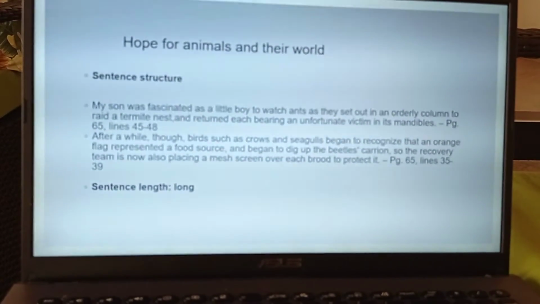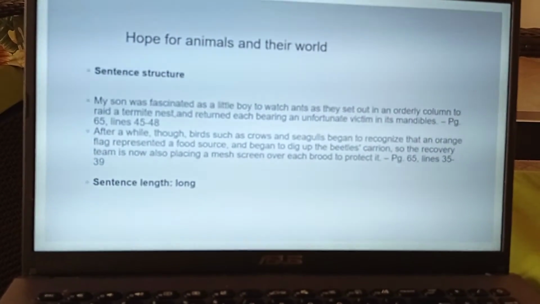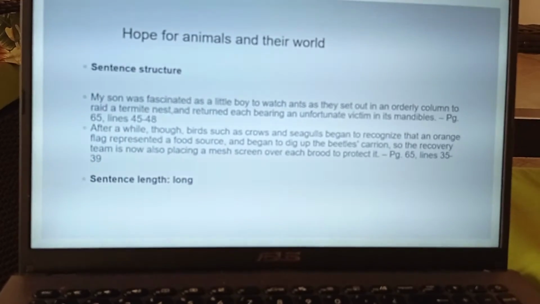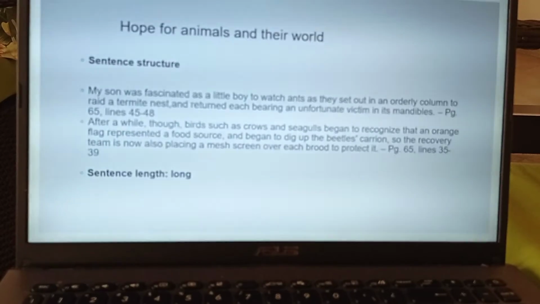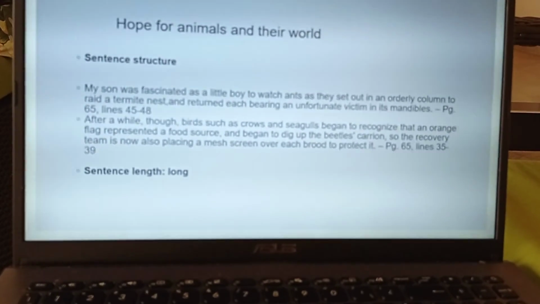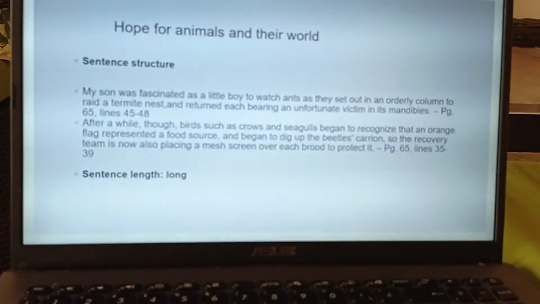After a while, birds such as crows and seagulls began to recognize that an orange flag represents a food source and began to dig up the beetle's carrion, so the recovery team is now also placing a mesh screen over each brood to protect it."